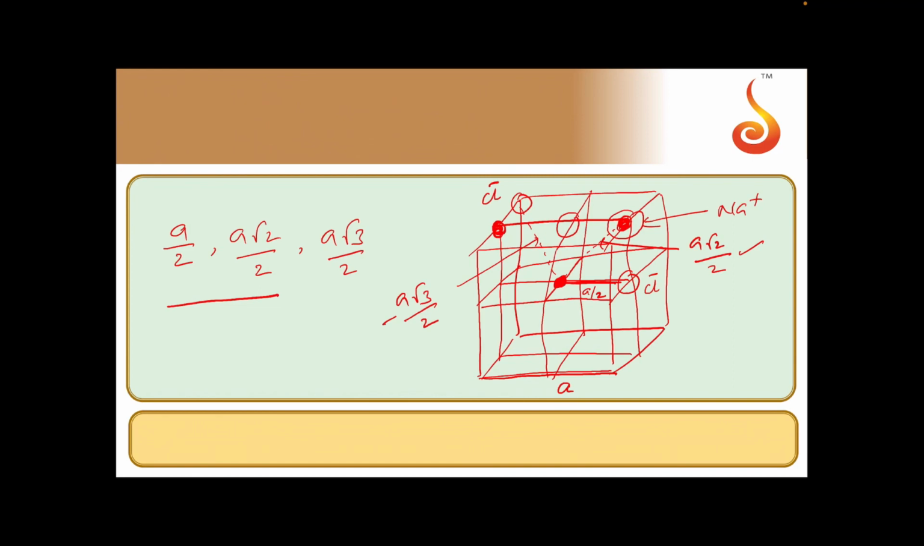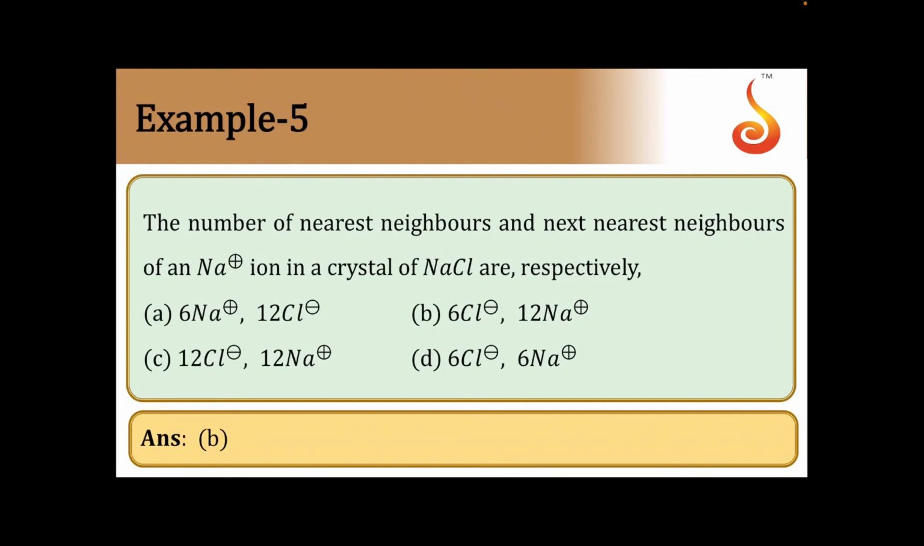So therefore, first neighbors will be 6 Cl minus ions. You have to consider all directions. 6 Cl minus ions are there, first neighbors. Second neighbors means we have to see the edge centers. These edge centers we have to see now. Number of edges are 12. Altogether you are going to get 12 edges, therefore you are going to get 12 second neighbors. Means we have 6 Cl minus ions and 12 Na plus ions are there.